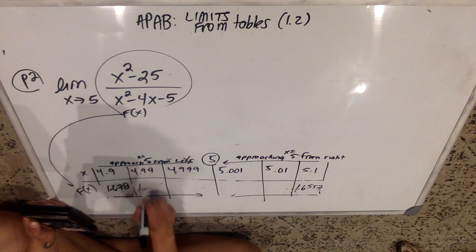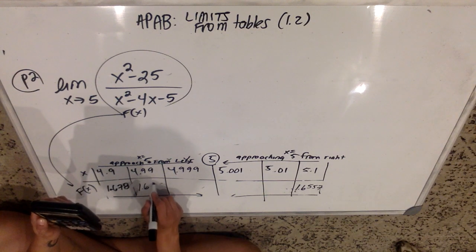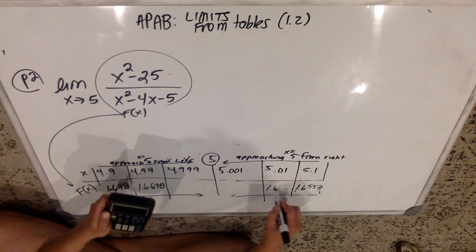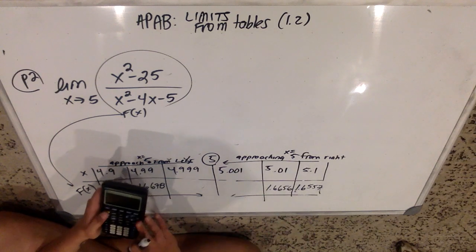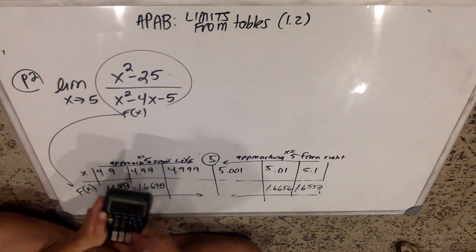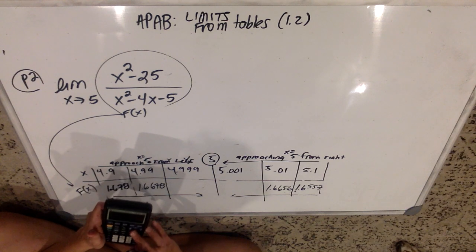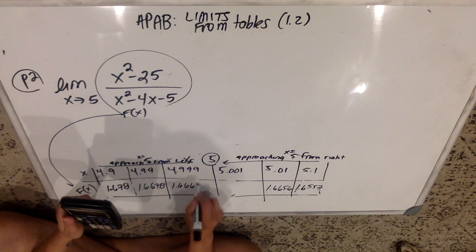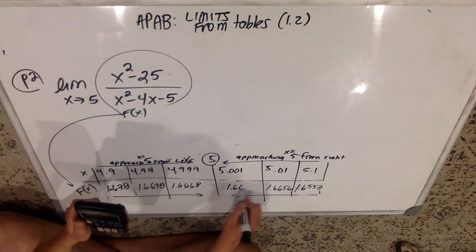This is a 1.6678. This is a 1.6656. Second table set, I go back to starting at 5. I do 0.001. Second table set. Cool. I get that this is a 1.6668. This is a 1.6666.